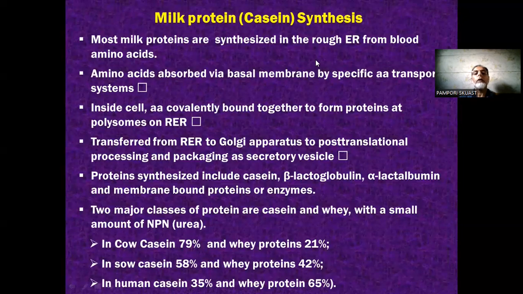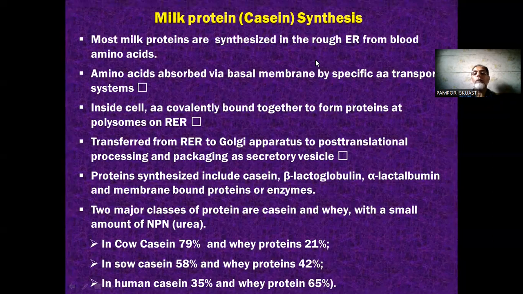Similarly, if we discuss the milk protein, that's casein synthesis. The milk protein we name as caseins. The source of proteins in the milk, that's casein. So milk is rich in caseins also. A good proportion of caseins you'll find in milk. Most milk proteins are synthesized in the rough endoplasmic reticulum from the blood amino acids.